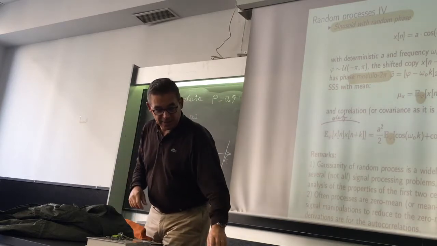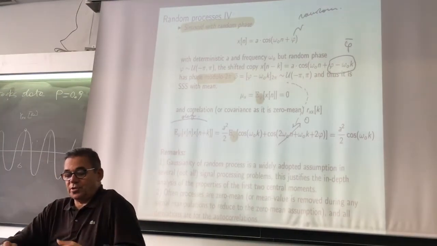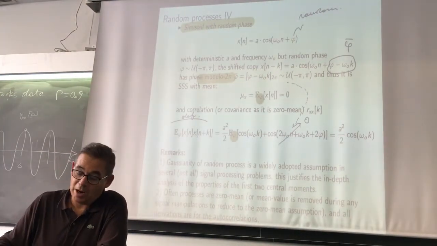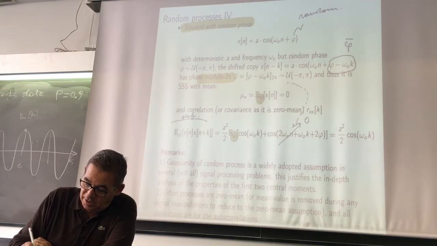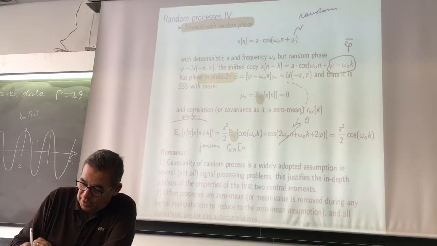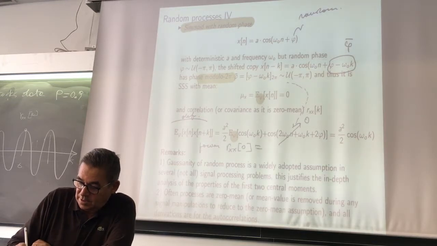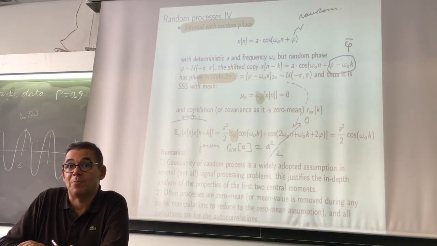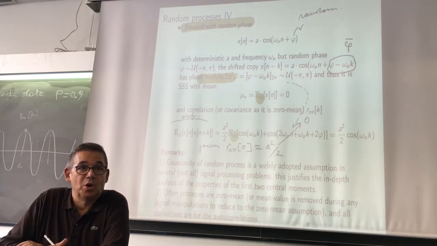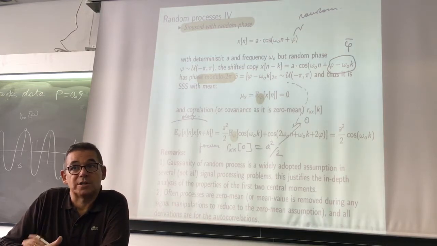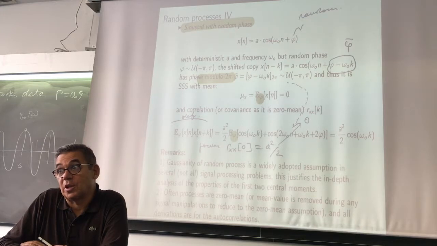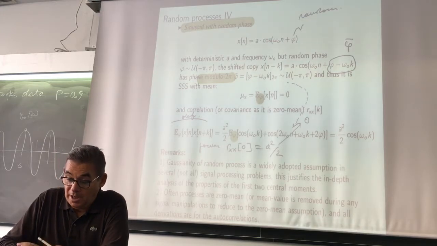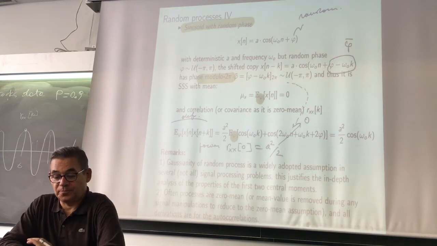Second, given the autocorrelation, I can calculate the power. So the power of a sinusoid is when I consider Rxx at k equals 0. That is A squared divided by 2, which is what you know is the power of a sinusoid: the amplitude squared divided by 2. So what we have now is the autocorrelation property of a sinusoid and the power of a sinusoid.